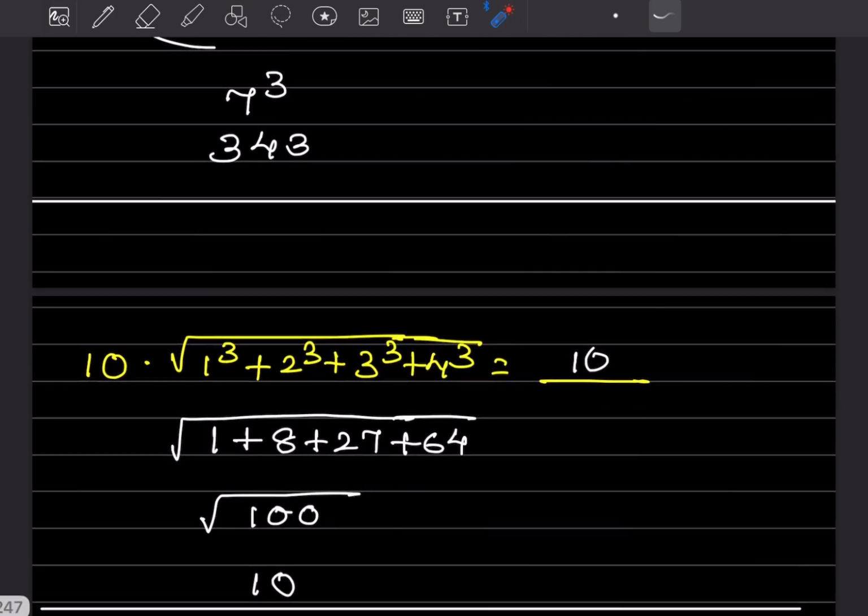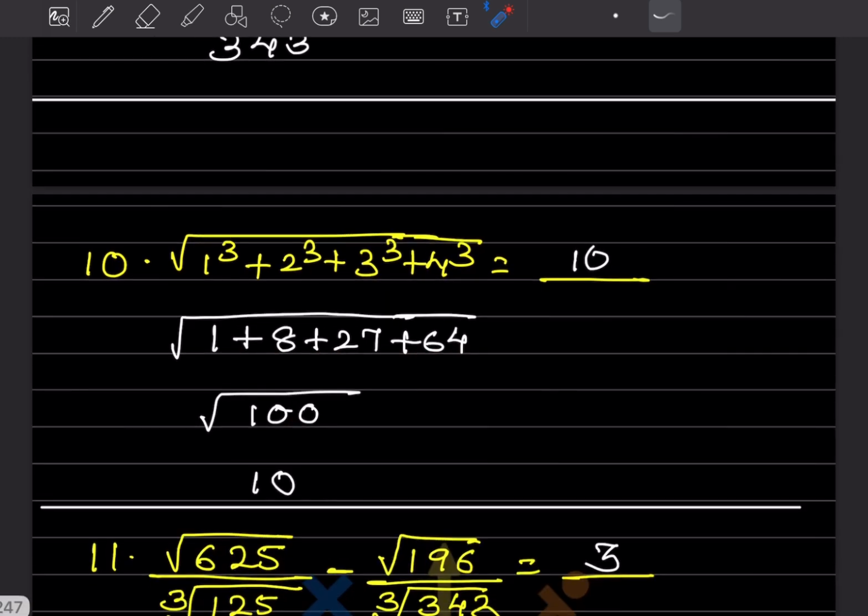For this one, it is going to be 1, 8, this will be 27, and this is going to be 64. When you add them together, that is going to be 100. So square root of 100 is going to be 10. So this also is going to be 10.